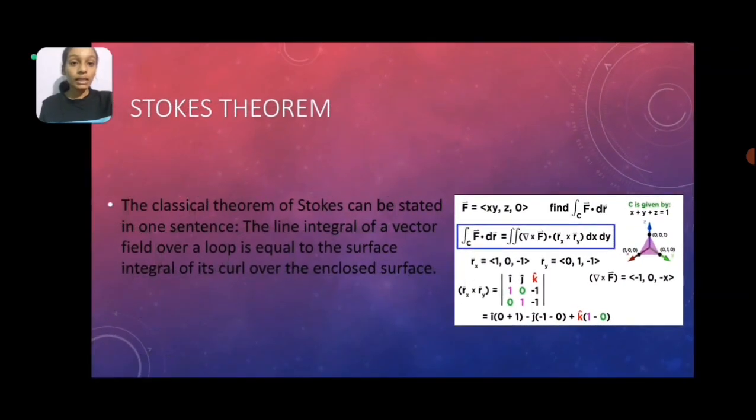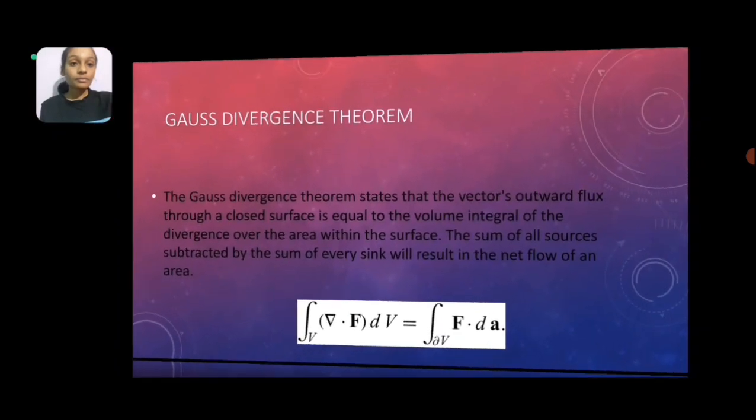Stokes' theorem. The classical theorem of Stokes can be stated in one sentence. The integral of a vector field over a loop is equal to the surface integral of its curl over the enclosed surface. Integral over C of F · dr = double integral of (del × F) · (r_x × r_y) dx dy.